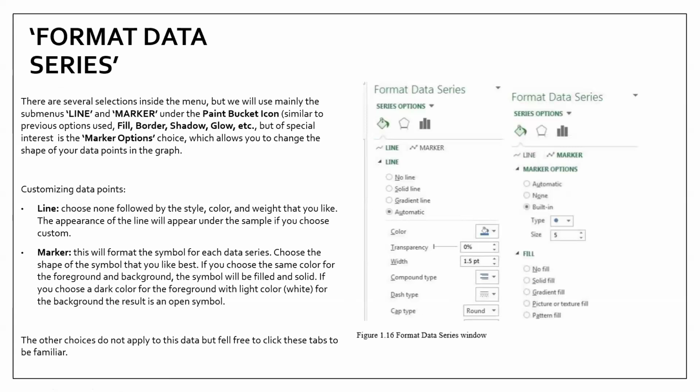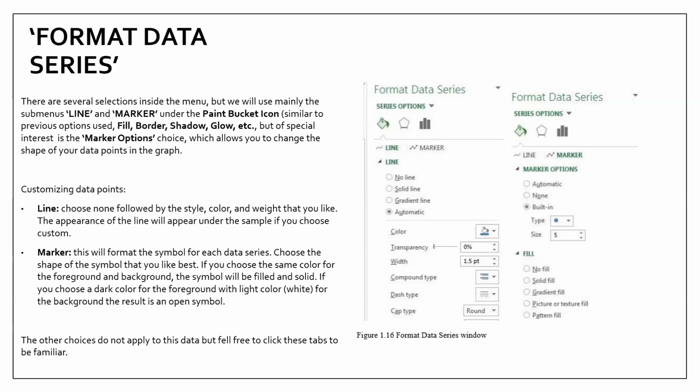There are several selections inside the menu, but we will use mainly the line and the marker under the paint bucket option. The previous options: fill, border, shadow. So this is like the type of line you want. But specifically in the marker options, which allows you to change the shape of the data points in the graph.